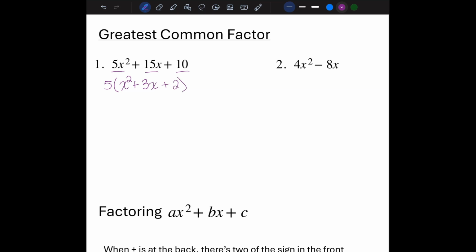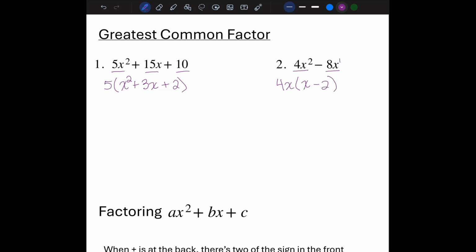All right, if I look at number 2, I can see that I have 4 and 8, which have 4 in common. But I also have an x squared and an x to the first. So I can divide an x from both of them. So 4x squared divided by 4x is x, and negative 8x divided by 4x is negative 2.